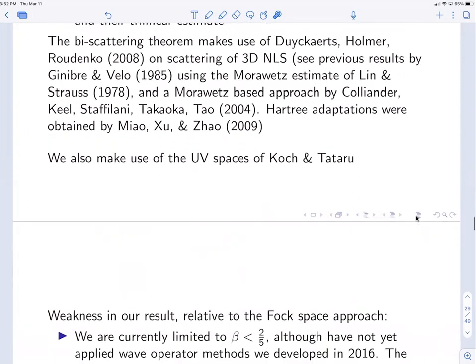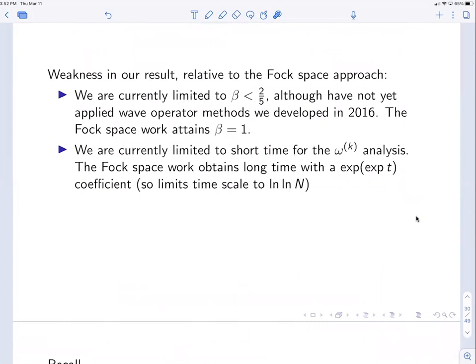So I think one more slide would be a good place to wrap things up. A weakness in our result relative to the Fock space based approach is that we're currently limited to beta less than 2/5. And you would really like to push it all the way to beta equals 1. We have not yet applied all the other methods that we know. We wanted to make it as short as possible, to get a complete result that's as short as possible. So we have not yet applied the wave operator methods that we developed in 2016 for this. And with that, we think we can get at least closer to beta equals 1.